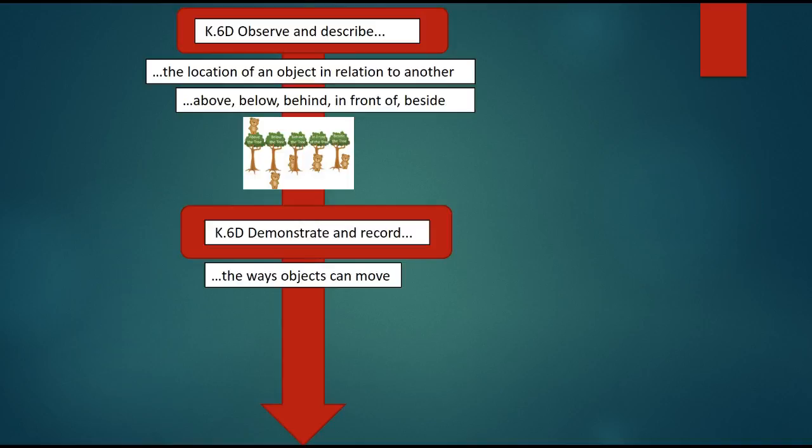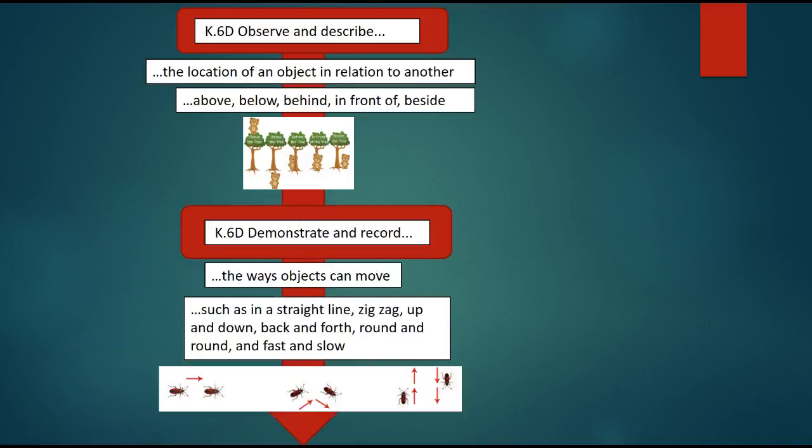And then the last layer that we're going to add on, we're going to focus in on these particular ways that objects can move. A straight line, zigzag, up and down, back and forth, round, and fast and slow. So I think whenever you see it really chunked like this in pieces, you can see how the time frame really does fit with what we're asking students to master.